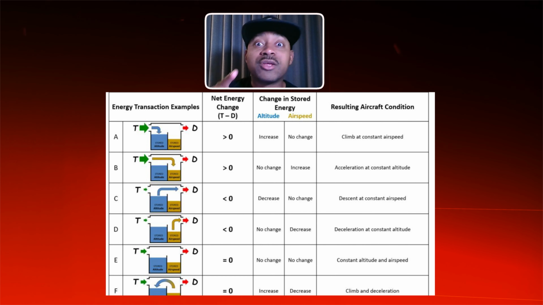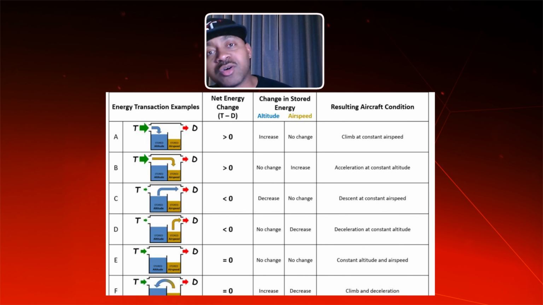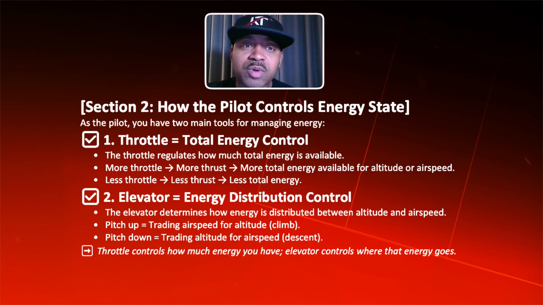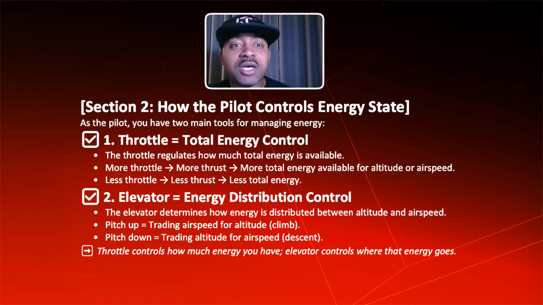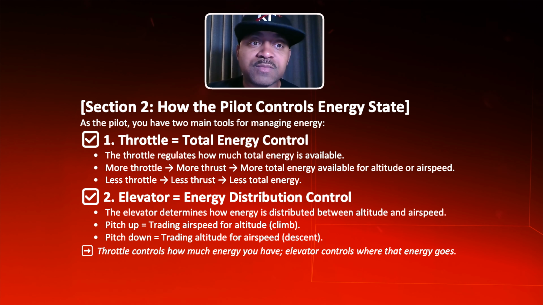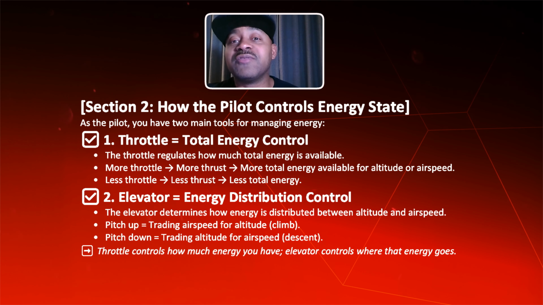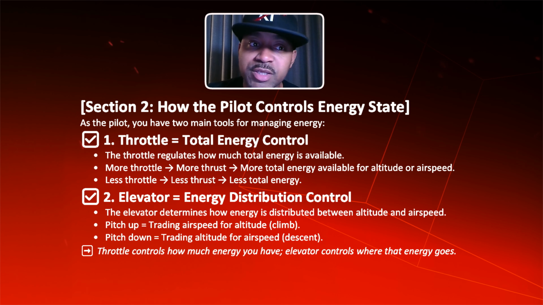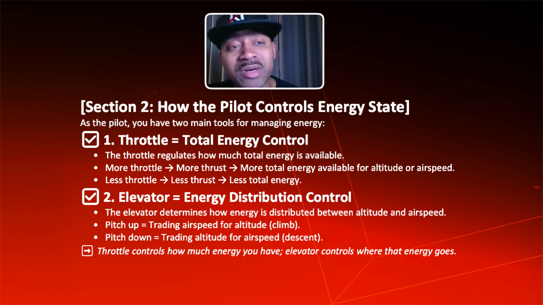Now, how do you, the pilot, the one flying the airplane, control your energy state? Well, there are 2 ways. Your throttle. Your throttle is your total energy control. The throttle regulates how much total energy is available to you. More throttle equals more thrust, more total energy available for altitude or airspeed. The less throttle, the less thrust, and the less total energy you have available.